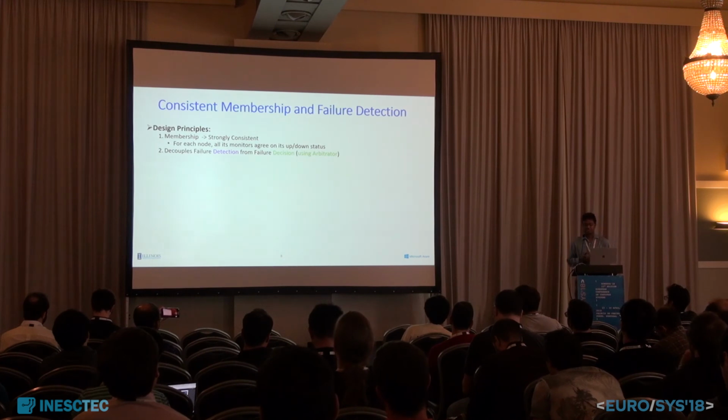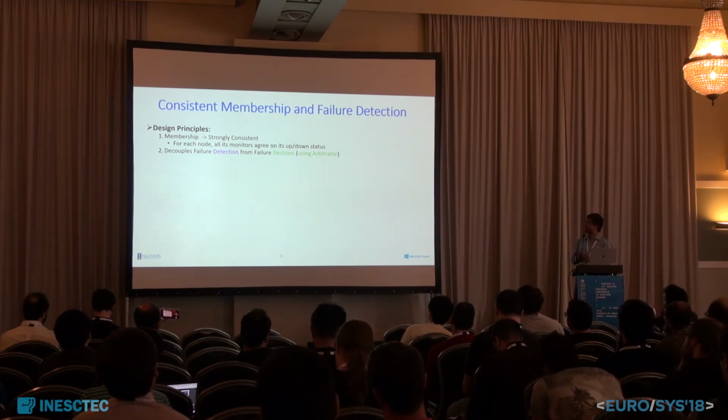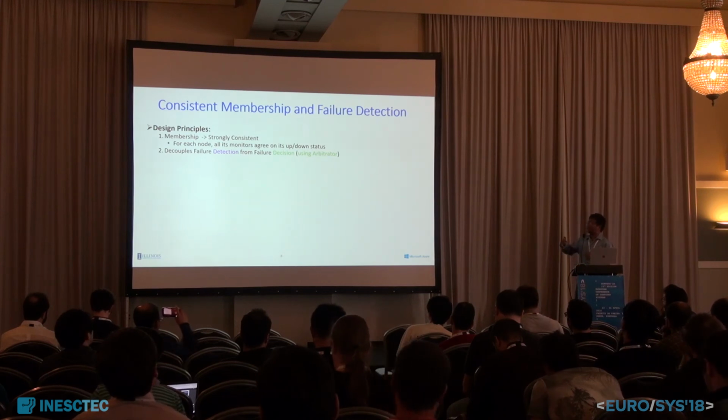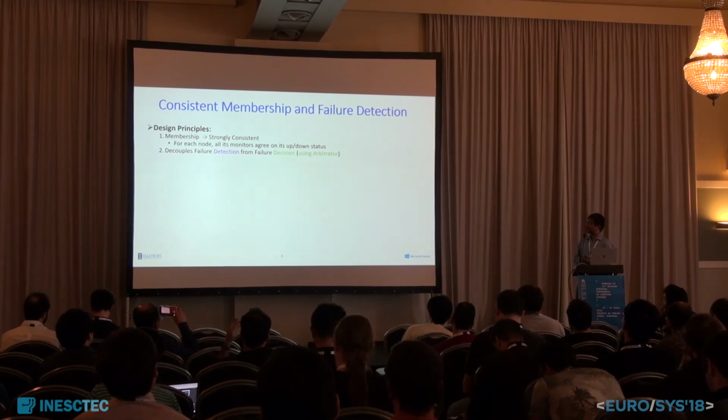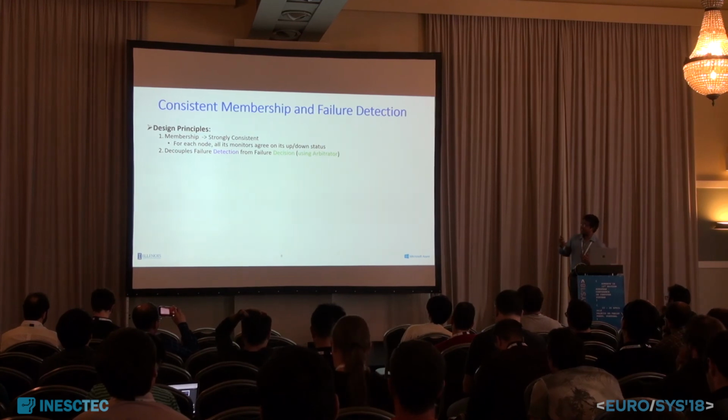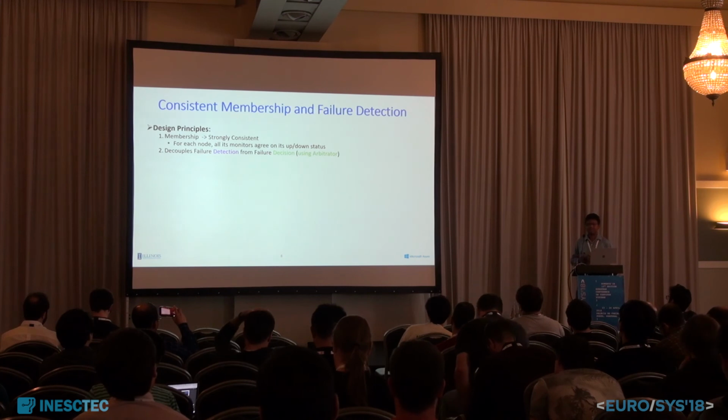This consistent membership and failure detection follows two design principles. The first, memberships are always strongly consistent, which means that for each node, all of its monitors agree whether this node is up or down. And it decouples failure detection from failure decision, which is a really unique way using an arbitrator-based approach, which I will cover in my next slide.